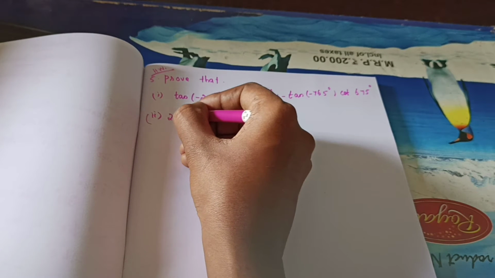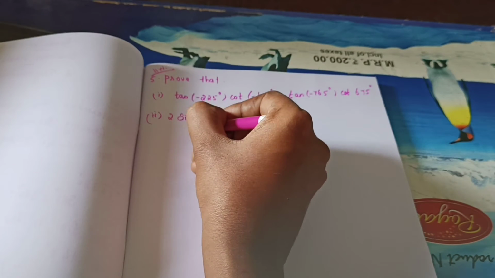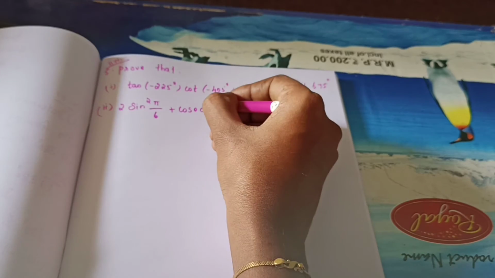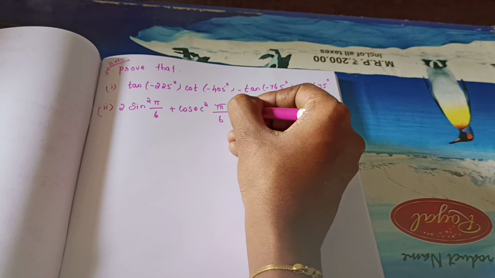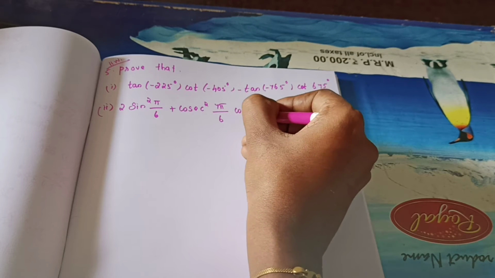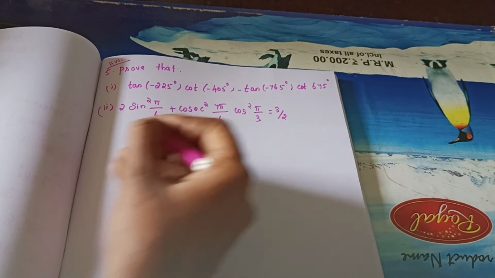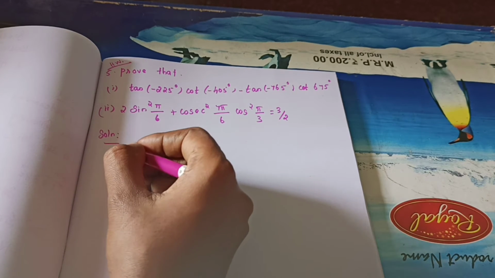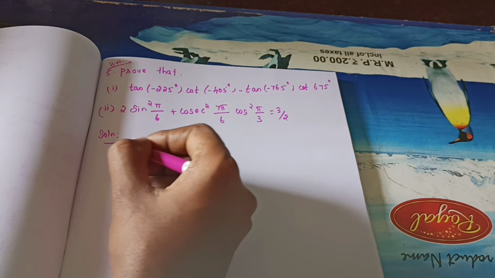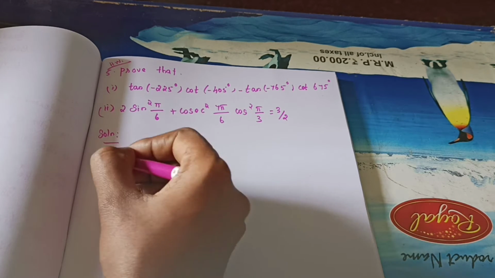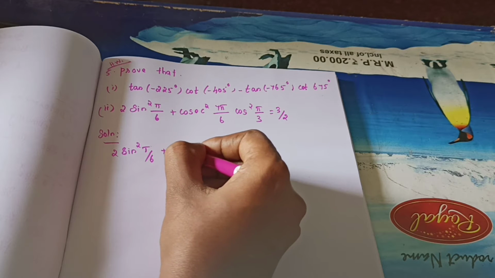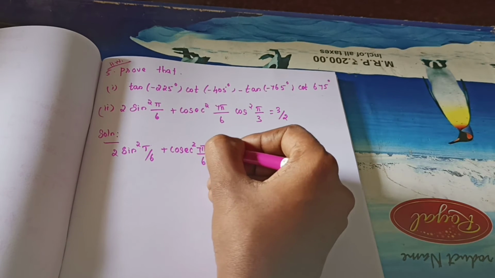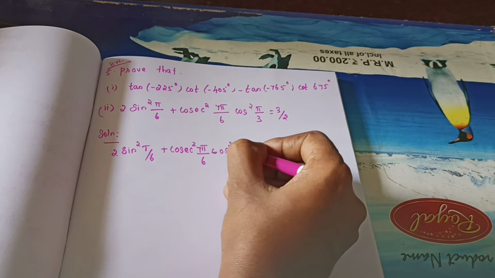Two sine square pi by 6 plus cosecant square 7 pi by 6 cos square pi by 3 equal to 3 by 2, you need to prove. Solution. First Roman numeral homework. One by one you can find out. That is, take down sine square pi by 6 plus cosecant square 7 pi by 6 cos square pi by 3.